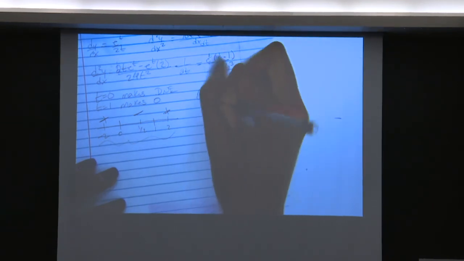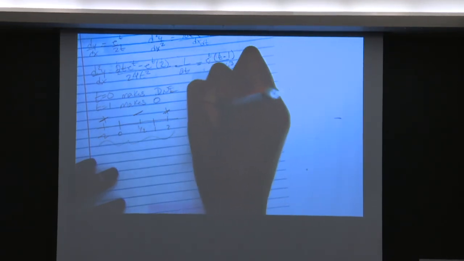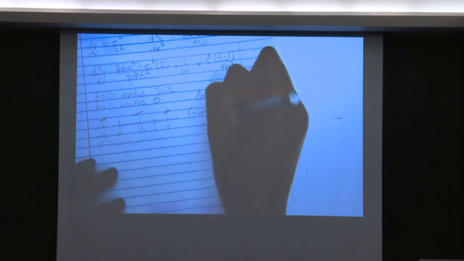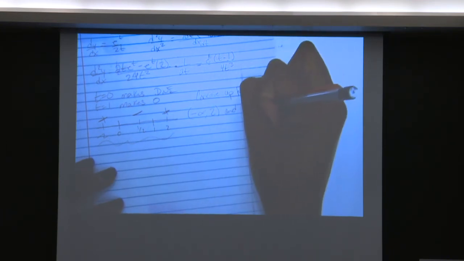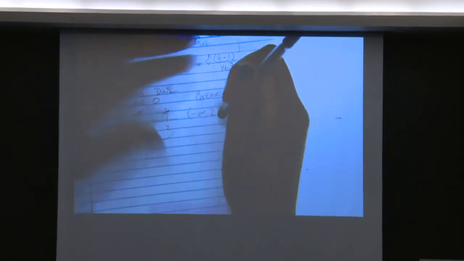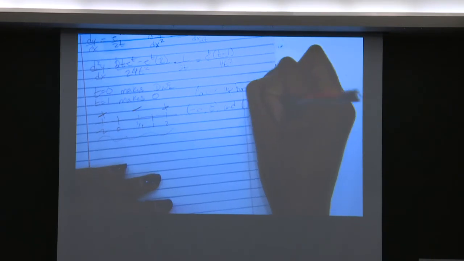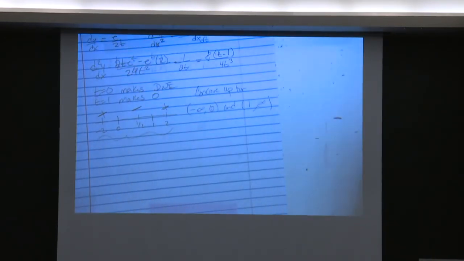So concave up for -infinity to 2, and, not to 2, excuse me, to 0, and 1 to infinity. Clear? So I'm just going to put for positive.